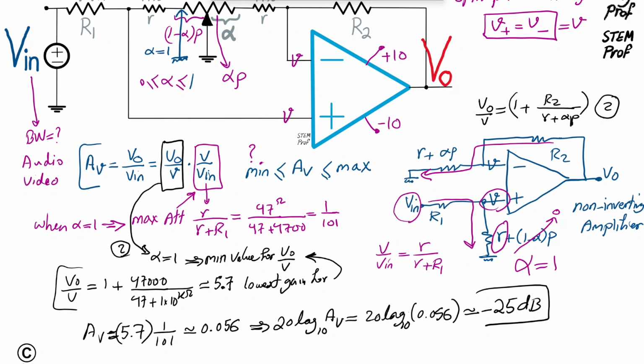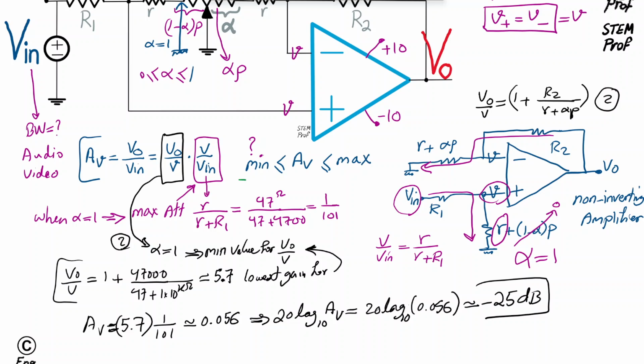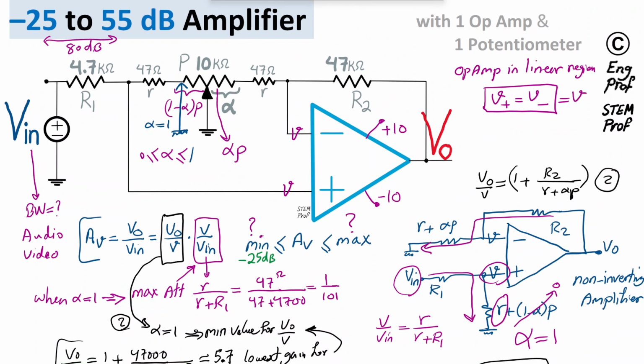So we found the lowest gain on this side. That's minus 25 dB. Let me write it here. So I'm going to say here, it turns out to be minus 25 dB. For the maximum side, what is the maximum gain in this circuit? Okay, that would be exactly the other way. If I move the wiper from this position all the way to here, which means alpha is 0 now.